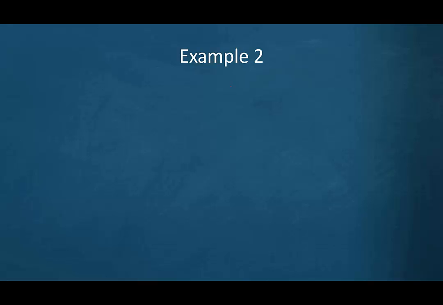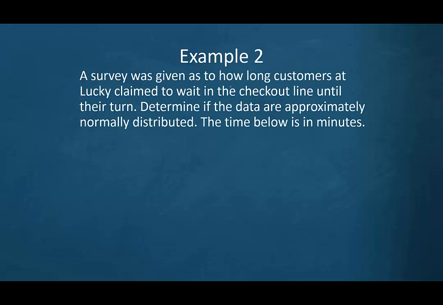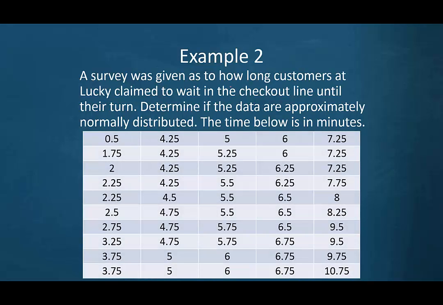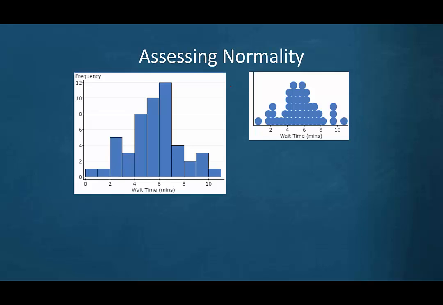So example 2. A survey was given as to how long customers at Lucky, this restaurant, claim to wait in the checkout line until their turn. Determine if the data are approximately normally distributed. The time below here is in minutes. So here's the data. Let's assess the normality here.